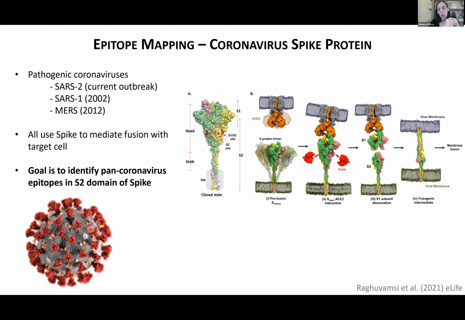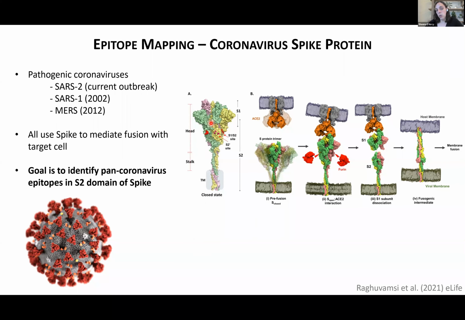Now, in order to do this, we targeted the spike protein because all of these coronaviruses use the spike protein to mediate fusion with their target cell. So the spike protein is shown here in panel A. It is a trimer, a homotrimer. It has an S1 and an S2 domain, and the S1 domain is cleaved from the S2 domain following the S1 domain's interaction with the ACE2 receptor. Now, once this cleavage occurs, the S2 domain then undergoes a conformational change and then mediates fusion with the target cell.